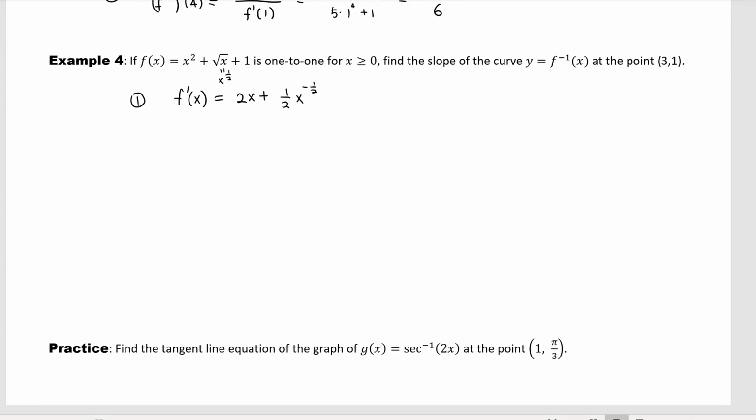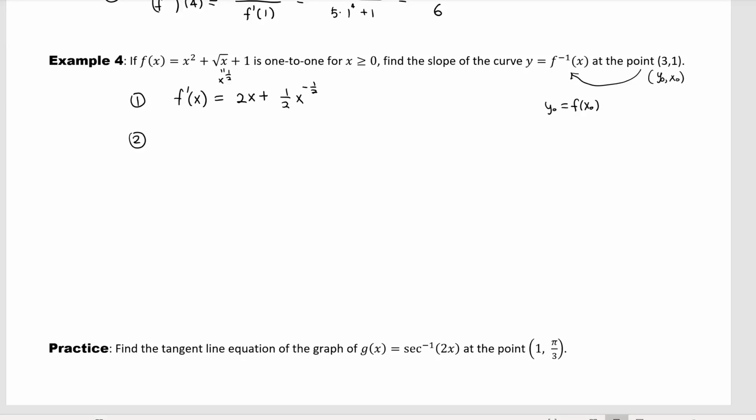The second step is identify my x0 and y0. Okay, let's read the problem. Find the slope of the curve f inverse at the points 3, 1. Okay, you might ask 3, 1, which one is x0, which one is y0? Okay, it's the points is on the inverse function. So then this guy should be y0, this guy should be x0. Or you can think of this way. Well, y0 is f of x0.